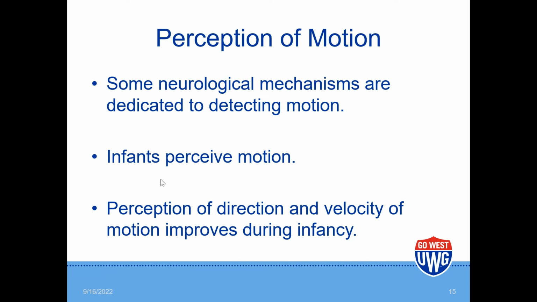So as we move forward, we have a basis of this vision, and that works on its own. But in activity, we also pair more of these senses. Vision has its own perception, but we also have perception of motion, and they stack upon each other. There are some neurological mechanisms dedicated to detecting motion. Infants perceive motion very easily. Anything that's moving, they are attracted to. You know this by those mobiles above them, or they follow anything that's moving at a young age. Perception of direction and velocity of motion improves during infancy.